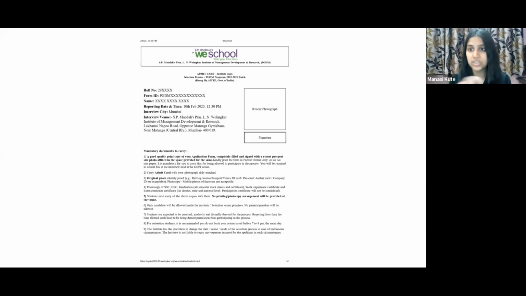It's better if you carry 2-3 copies of the same in case. It's also fine if you carry original documents, but nobody is going to collect them. Again, I'm repeating, nobody is going to collect your original documents. You just have to submit the photocopies. And make sure you have extra passport size photographs. You have to paste them on both your admit card as well as your application form. Parents are not allowed, and only the student will be allowed inside the campus.